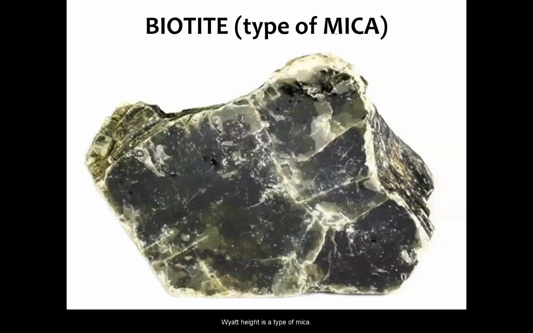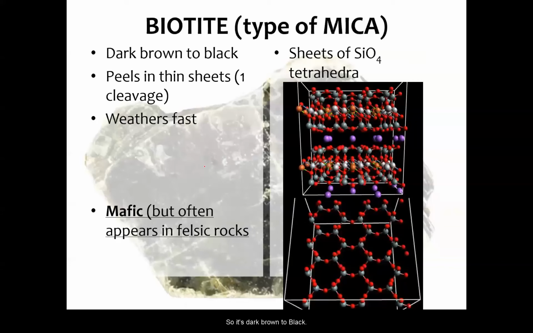Biotite is a type of mica. Mica are sort of in between. They do have a lot of silicate, but depending on which type of mica it is, it could be mafic or felsic. Biotite, can you guess which one it is? This is the mafic one. It's dark in color. So it's dark brown to black because of the magnesium and iron in the structure. And these here, that's where the magnesium and iron are, just to point that out. It peels into these thin sheets and it weathers relatively fast.